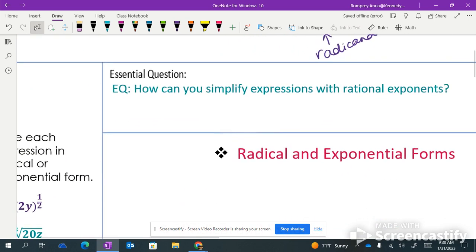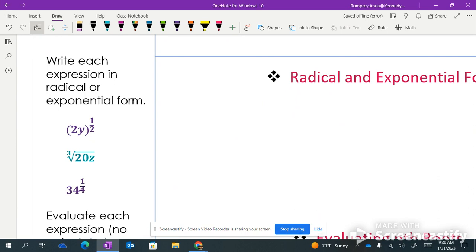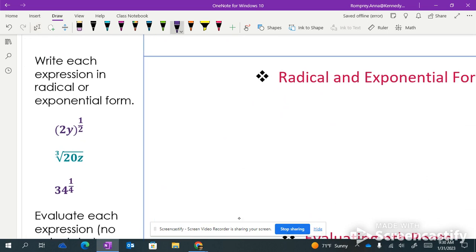All right, so how can we simplify expressions? Let's figure this out. The first ones, we're just going to write expressions in the opposite form we're given. So if we're given a rational exponent, we're going to write it with a radical, with that root sign. Or if we're given a radical, then we're going to write it with a rational exponent. We started to talk about this on our bell work yesterday.